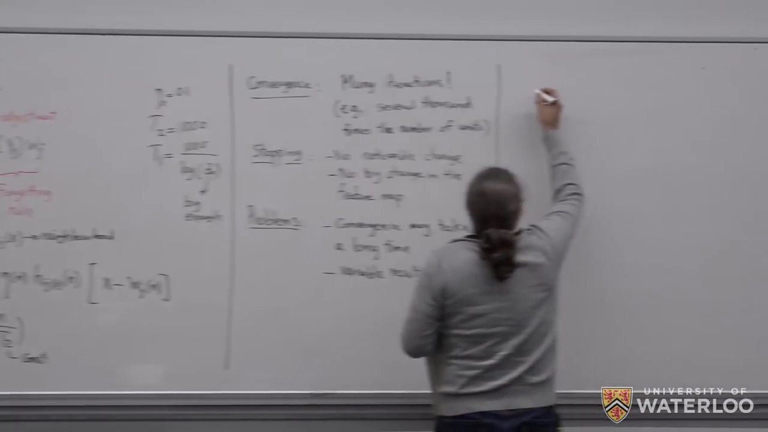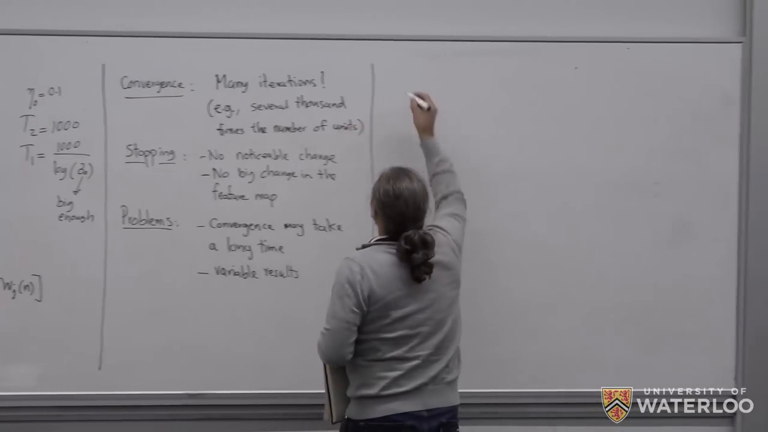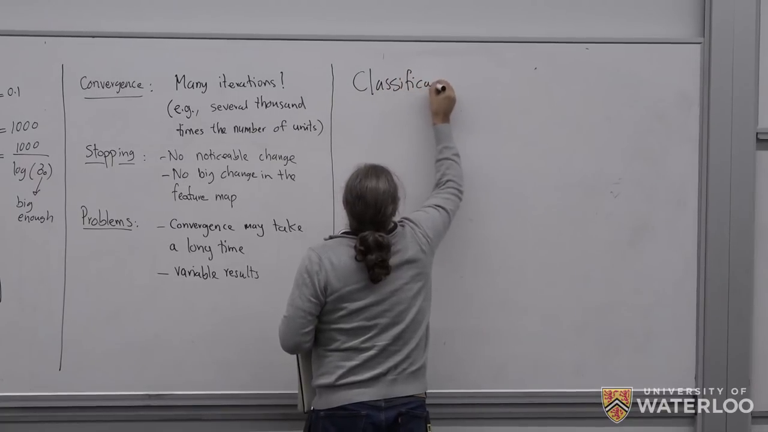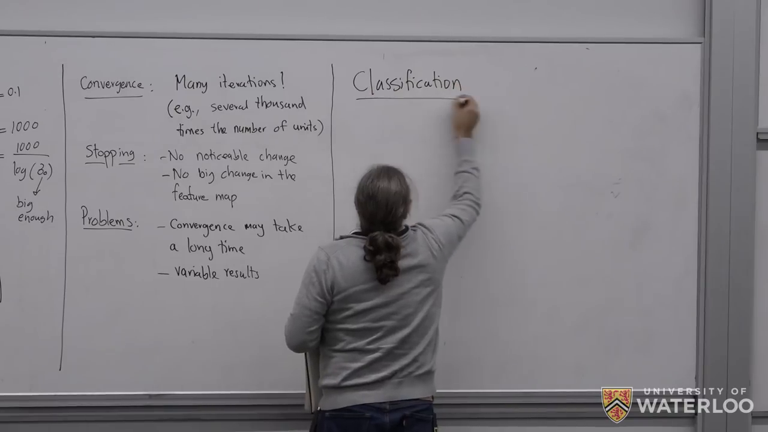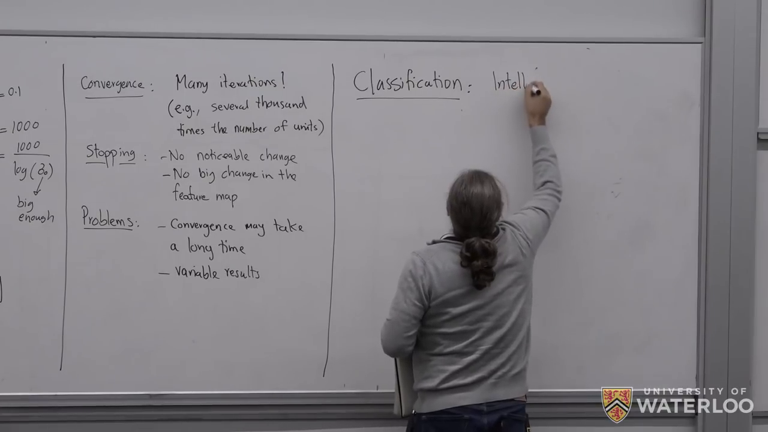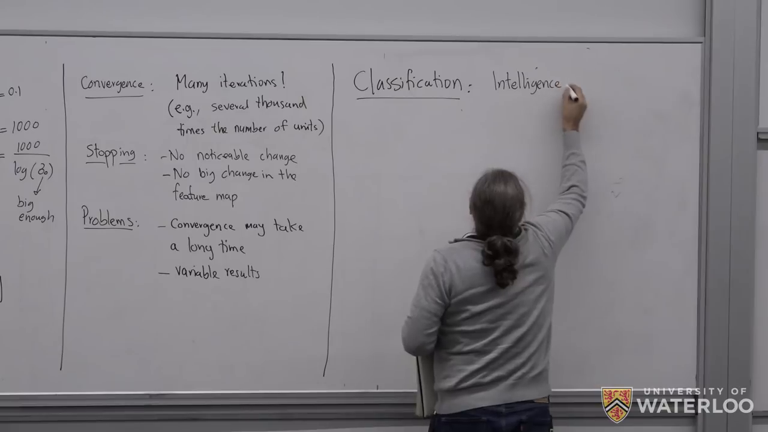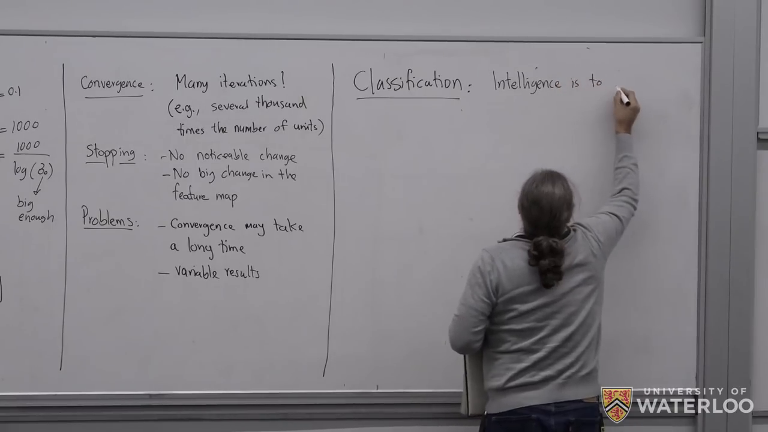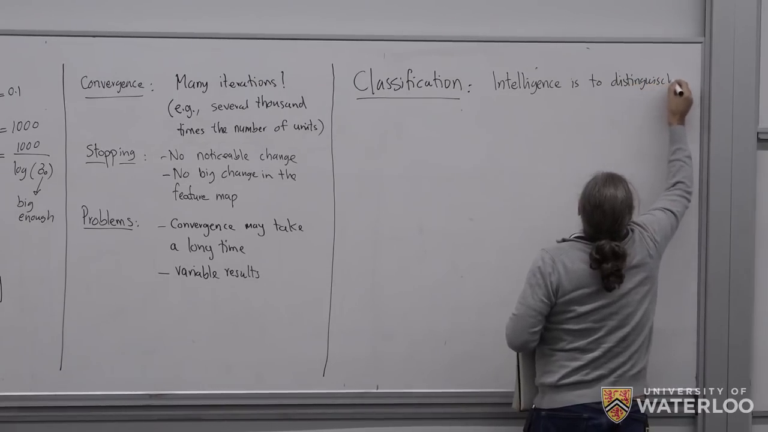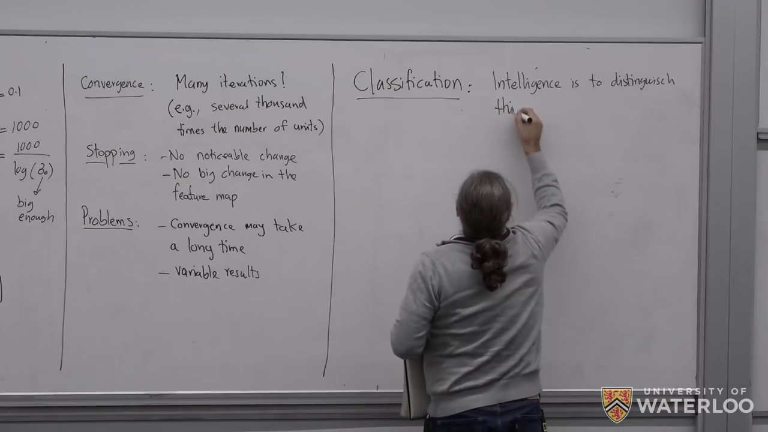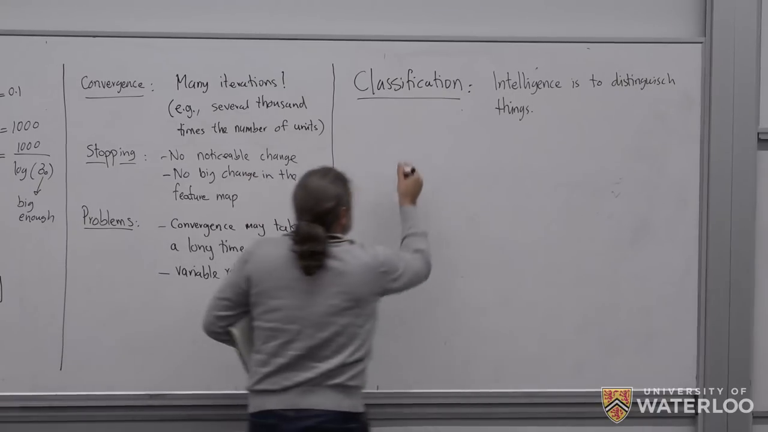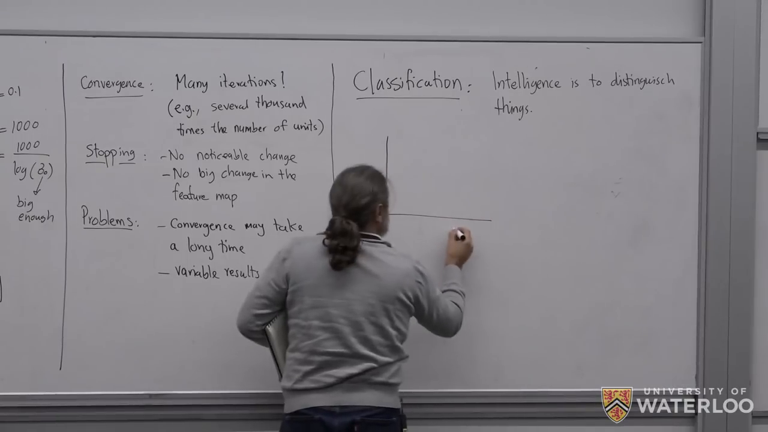So for us, we want to leave clustering and go toward another topic, which is, for us, classification. Oh, this is a big one. This is a huge one. And the hypothesis of this one is intelligence is to distinguish things. That's it. That's intelligence.